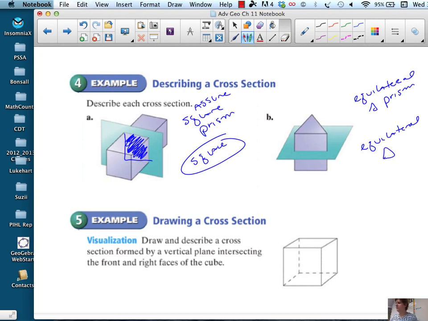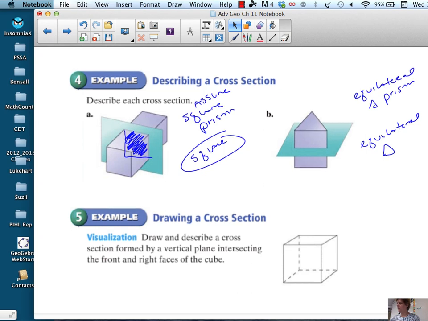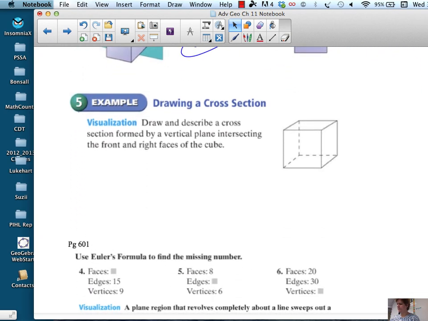The problems they have in the book are a lot easier than the ones we're going to do. You know, we'll talk about things like what happens if you slant the plane as it goes through. So in this case, what you would get is an isosceles triangle as you slanted it more. And for this one, you'd get like a rectangle. So the book kind of does them fairly basic, but we'll get more in depth.